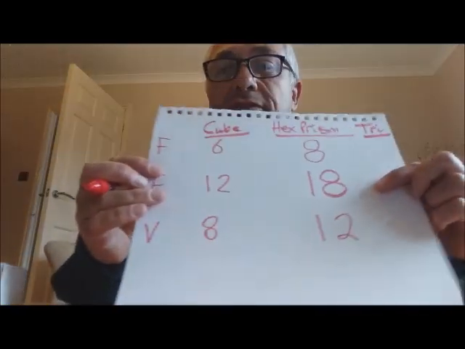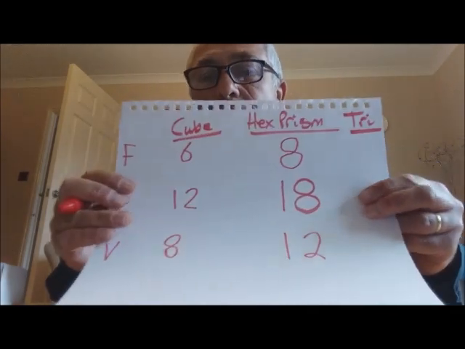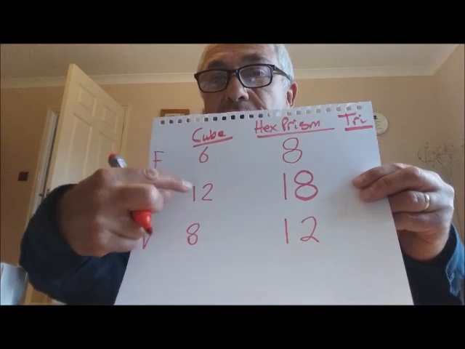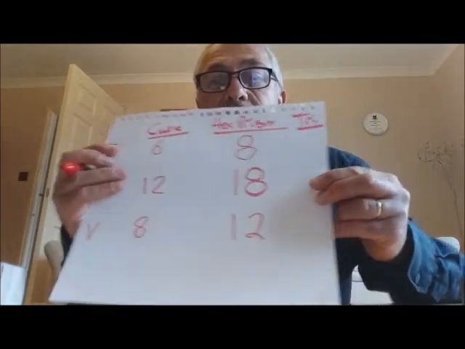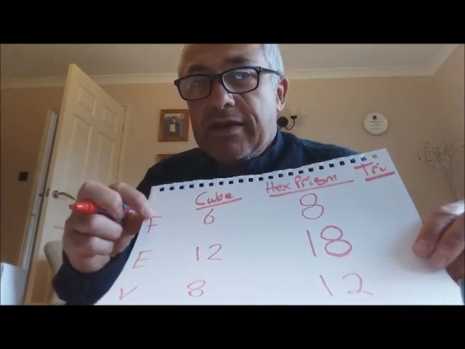Okay. Now, if you remember, with our other shapes, we talked about faces, and we talked about edges, and we talked about vertices. Remember, the vertices are the corners. So we wrote down the numbers for the cube and for the hexagonal prism, and now we've got the triangular prism. So the first thing we need to work out is the number of faces. Now this is fairly easy. In fact, I'm going to actually write them on.